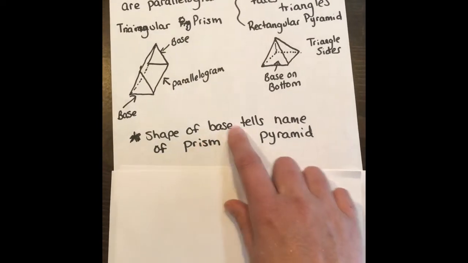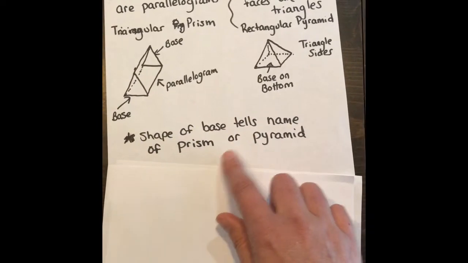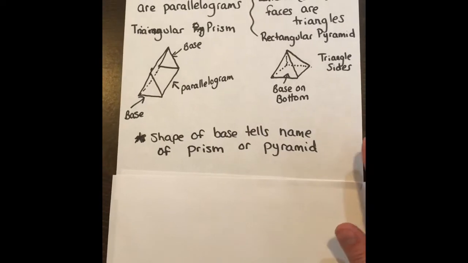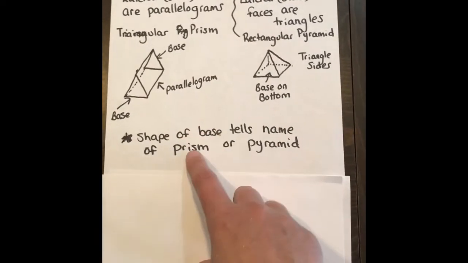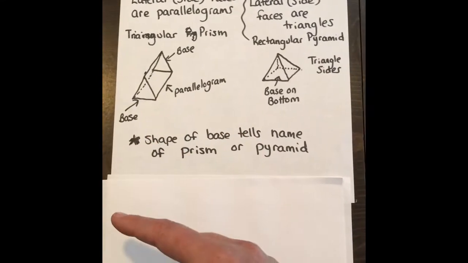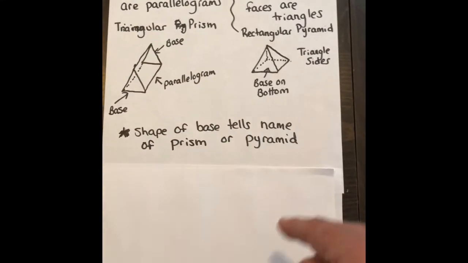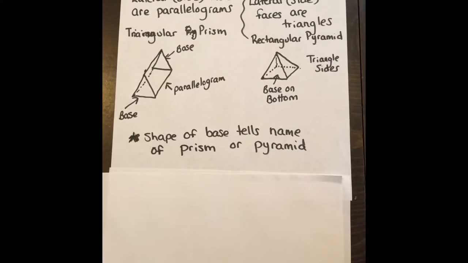So the shape of the base is going to tell you the name of the prism or pyramid. You could have a pentagonal prism, you could have a pentagonal pyramid. That would mean that the base for the prism you would have two pentagons, and for a pyramid you would have a pentagon on the bottom and then all the sides would go up to a point.